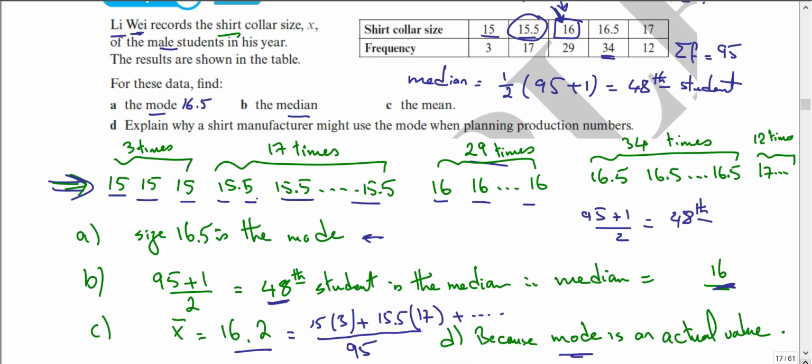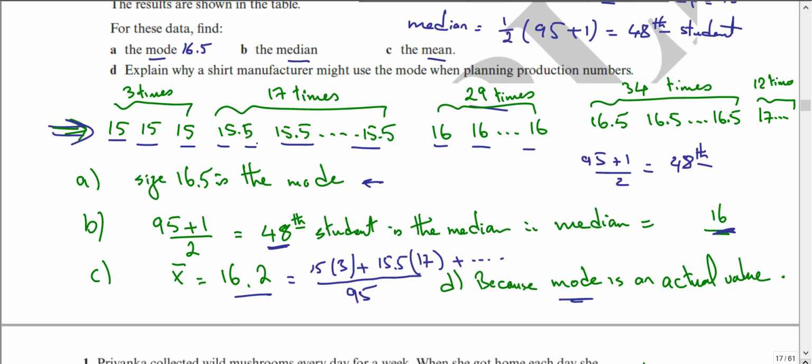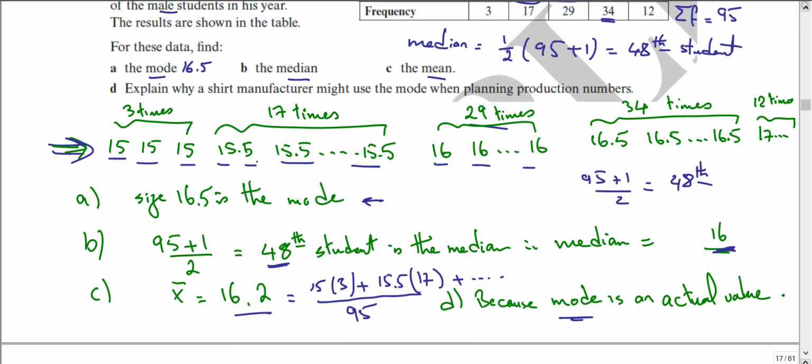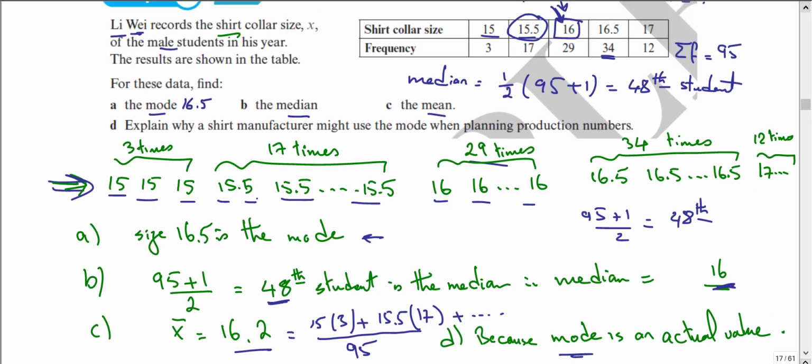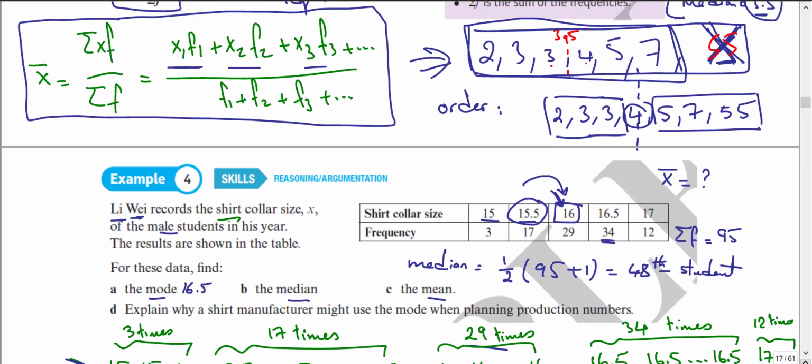طيب, how to find the mean? Which rule do we use? X1 F1 plus X2 F2, over sigma F. There is no N here. So you take each value, each size, and you multiply it by its frequency.